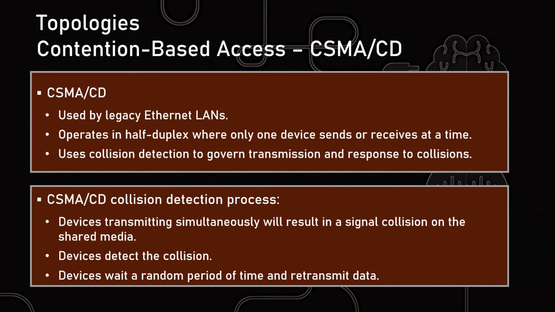So CSMA/CD is used by legacy Ethernet LANs and operates in half duplex. It will then use collision detection, essentially finding fragments or things like that, in order to govern how transmission will go, as well as the response to collisions. It'll transmit what's called a jam signal if there is a necessary link for that, or they will have what's called a time interval, where they will, after detecting the collision, wait to transmit the data. The random period of time is usually staggered so that they don't wait for the same random period of time and then create a second collision.